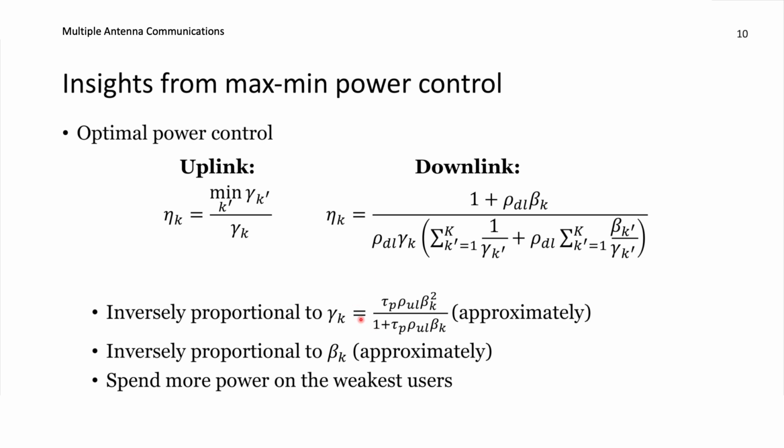And if we have a relatively good signal to noise ratio during our channel estimation, so that tau p rho uplink beta k is here much larger than 1, well, in that case we can neglect this 1 here, and we see that everything is cancelling out except the beta k. So then doing power control inversely proportional to gamma k is approximately the same thing as doing power control inversely proportional to beta k, the large scale fading coefficient. And in general, this all means that we spend more power on the weakest users than on those that are in the center of the cell.